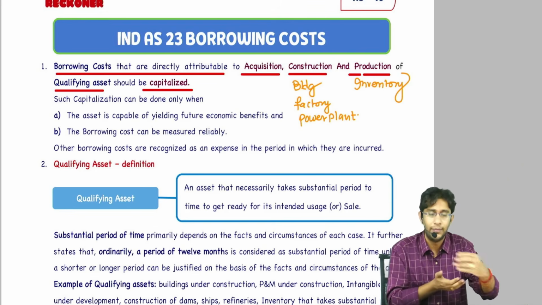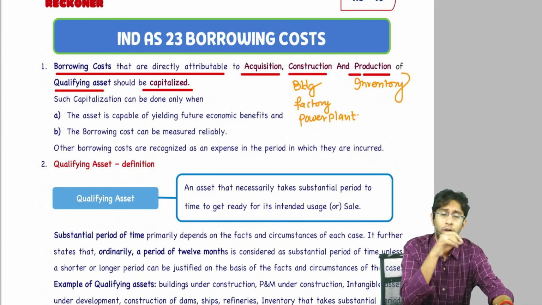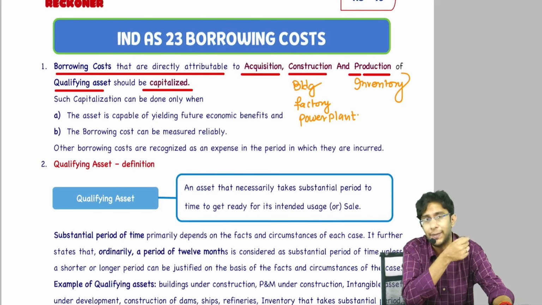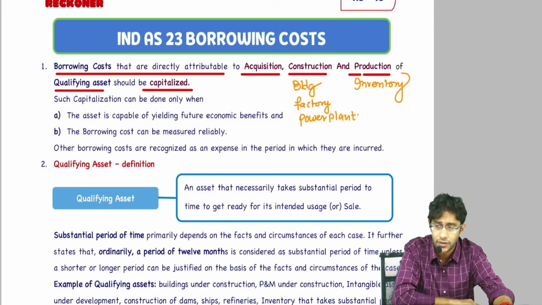So this can be a qualifying asset. So everything that is ready-made purchased, you cannot outrightly say that it is a qualifying asset or it is not a qualifying asset. It all depends on how much time it is taking to get ready for the intended usage. Based on that, you have to judge. Okay, sir.